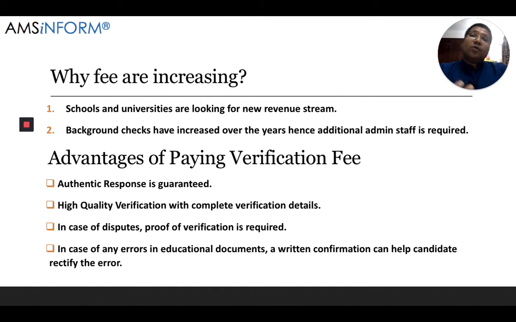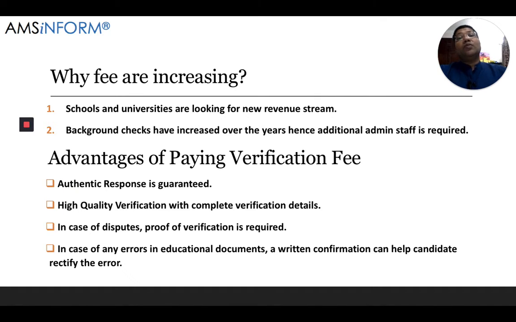Now the question comes, why are these fees increasing? And there are two obvious answers for that. Number one, schools and universities are closed right now because of COVID-19. And because of that, schools and universities are looking for a new revenue stream. And for obvious reasons, the background screening industry is a great revenue stream for these colleges and universities.